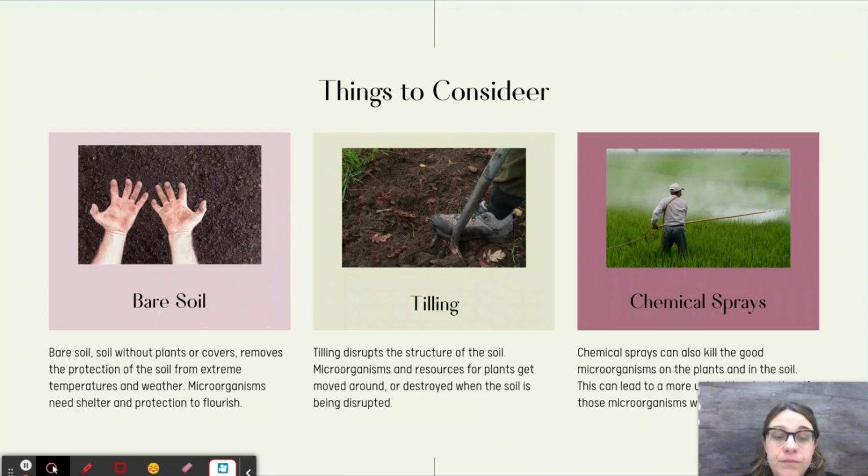And another thing to consider using in large quantities in your garden or farm are chemical sprays, even the natural organic ones.